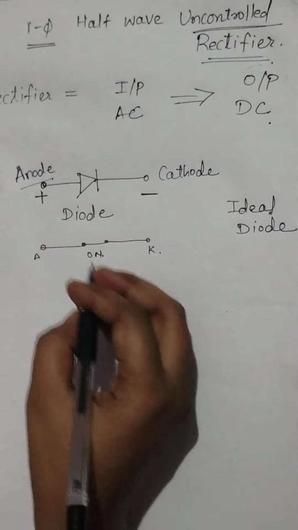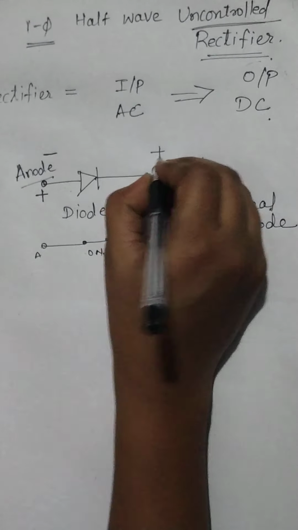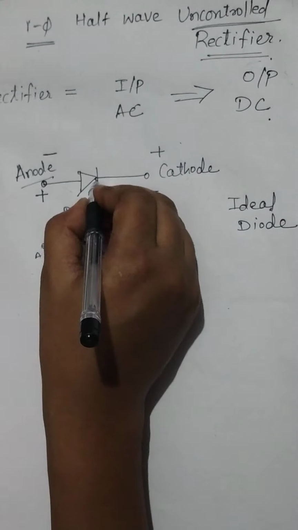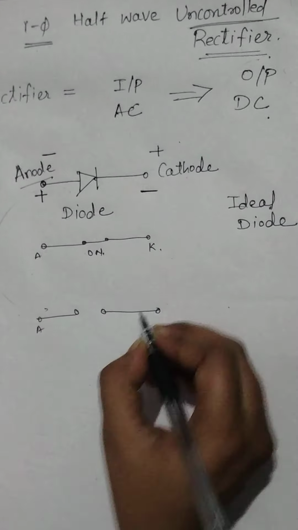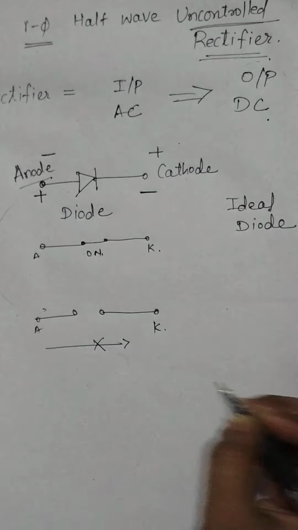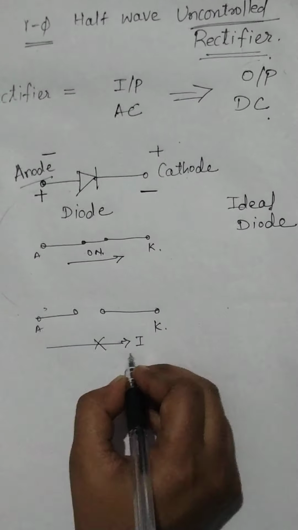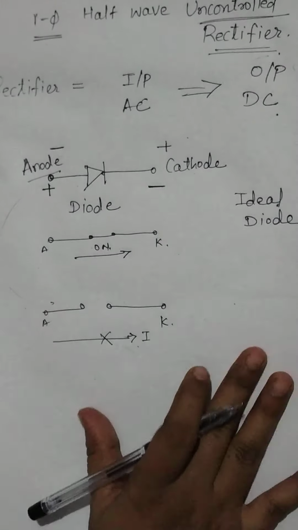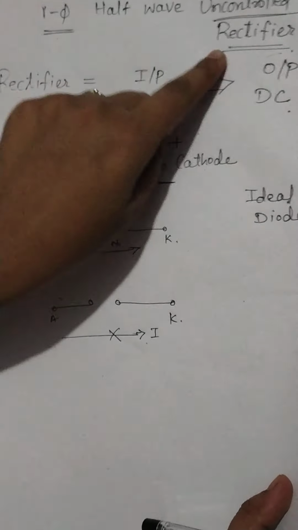And if I apply lower potential to the anode side and higher potential to the cathode side, then my diode will work as an off switch, right? That means it will not allow the current to pass. Here current easily passes, here current will not pass. Okay, so this is the basic knowledge. Now we will start with the single phase half wave uncontrolled rectifier.